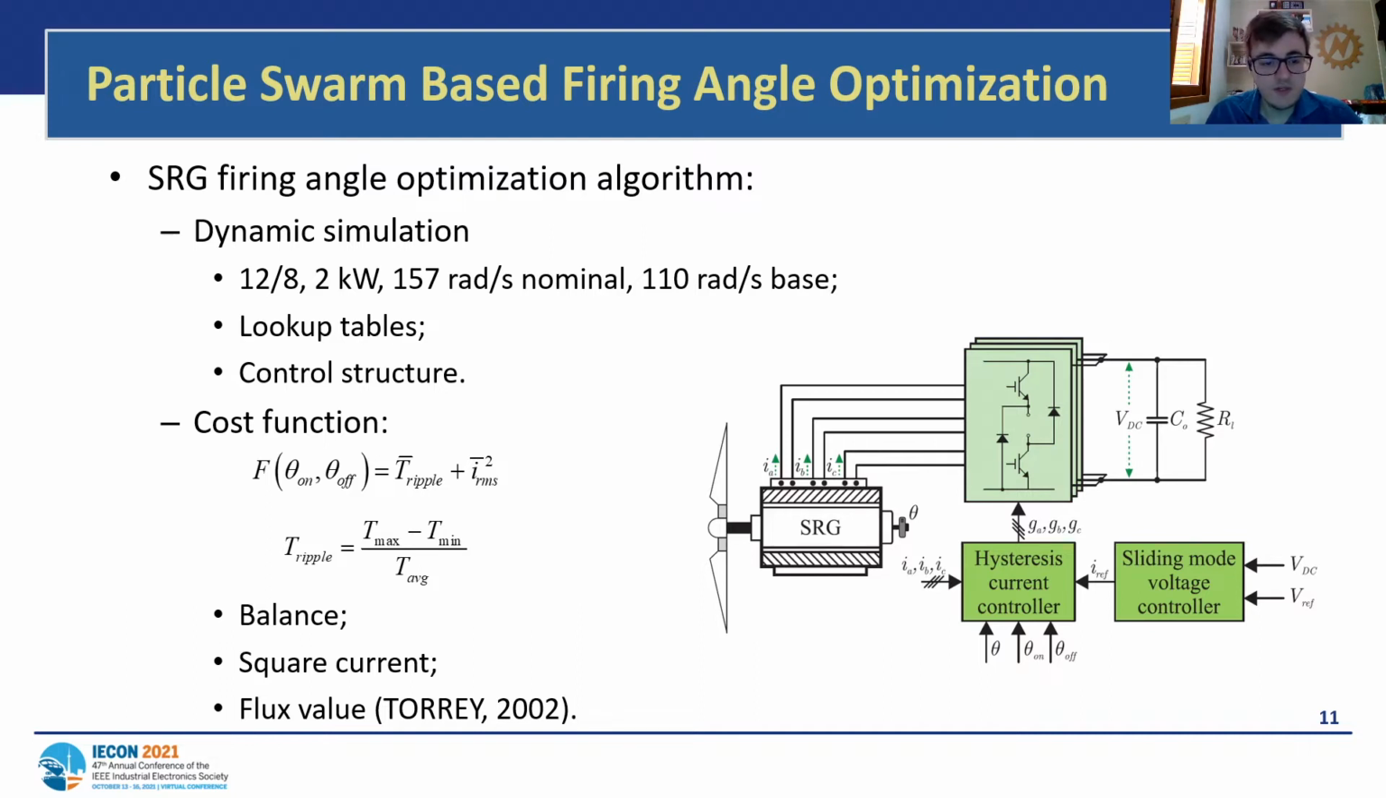The cost function is going to be the one shown here, where we're going to use both normalized torque ripple and normalized square RMS current. This will seek a balance between torque ripple and energy efficiency, and we are not going to consider any flux values here, given that considering current is enough, especially in the optimization below base speed.